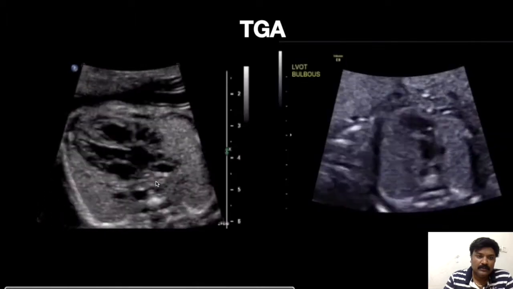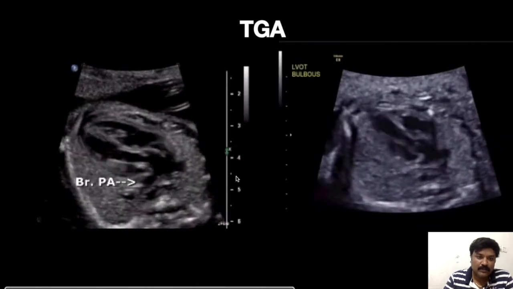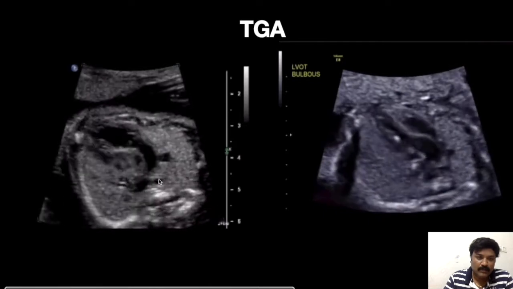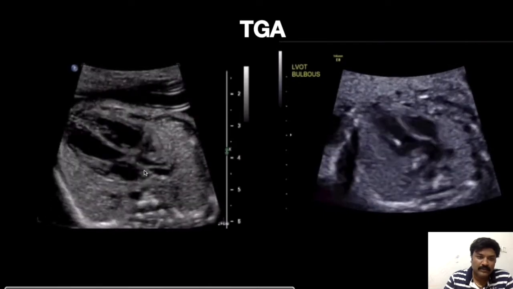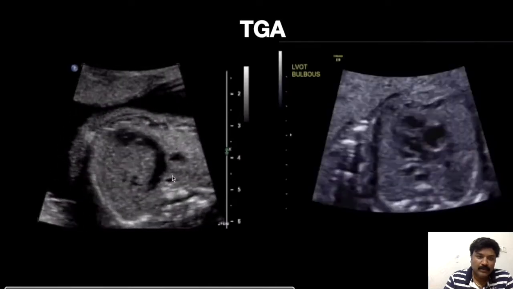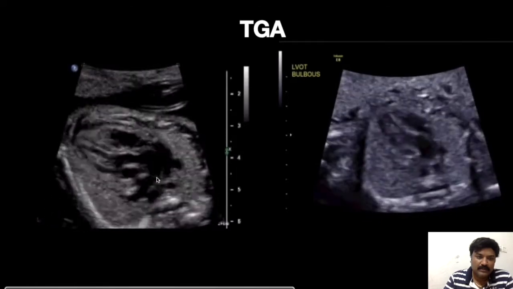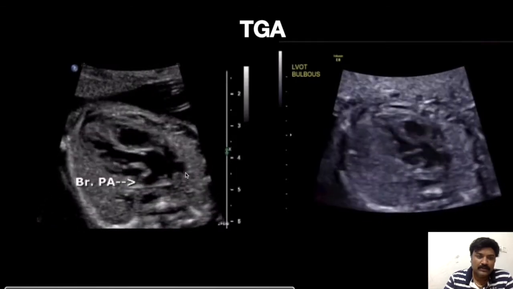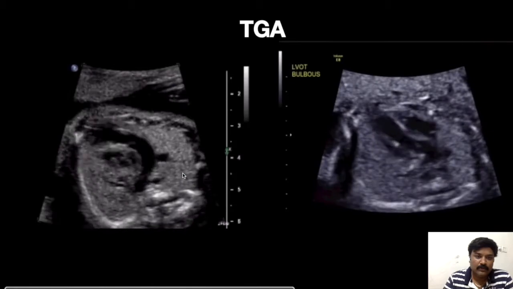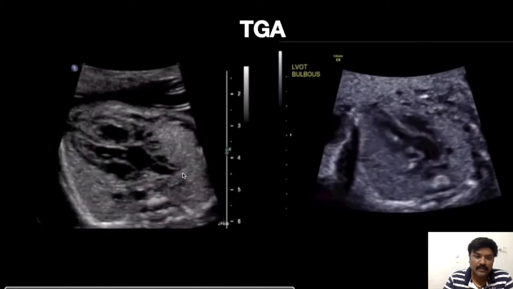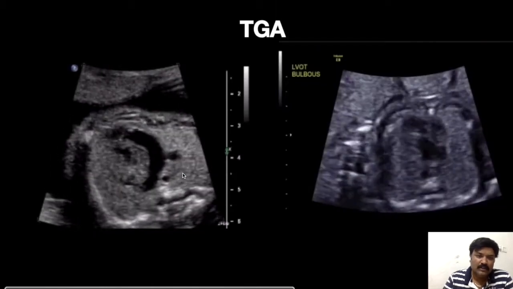So in three vessel view, there is actually parallel position of the great vessels. Both pulmonary artery and aorta are seen, but in three vessel view, you may sometimes see only aorta and SVC. So only two vessels in the actual three vessel view because of the abnormal arrangement, not absence of any great vessel.